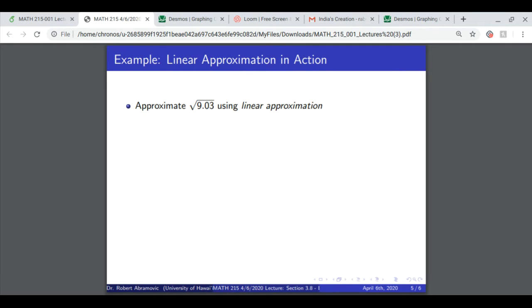Here's an example. So this is best seen in action. And as the slide says, linear approximation in action. We're going to approximate the square root of 9.03 using linear approximation.